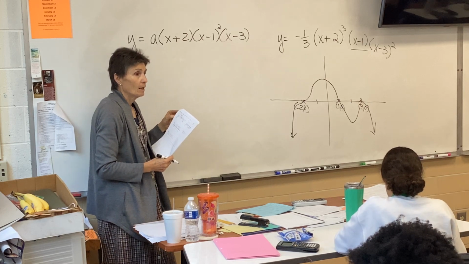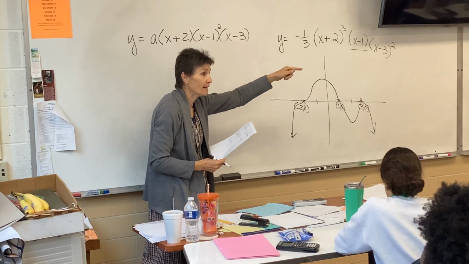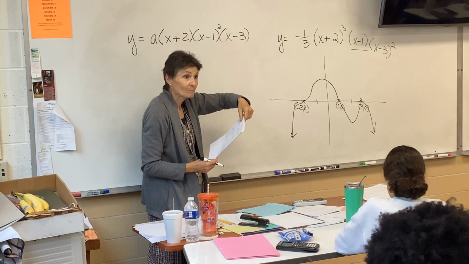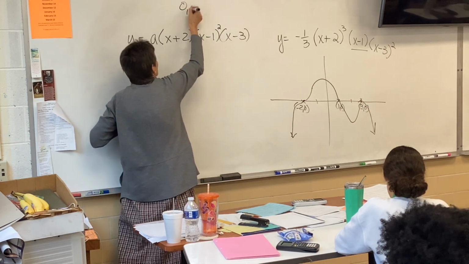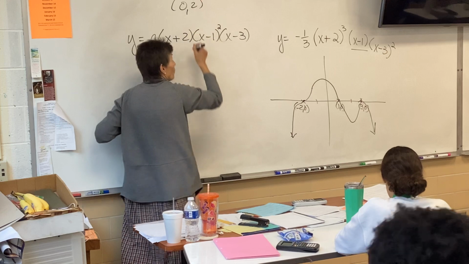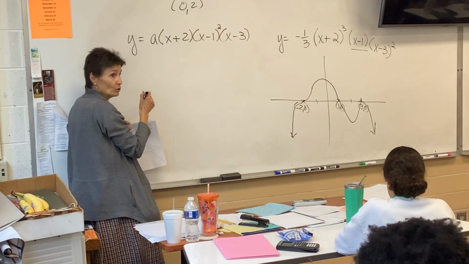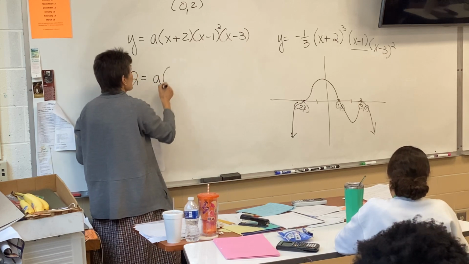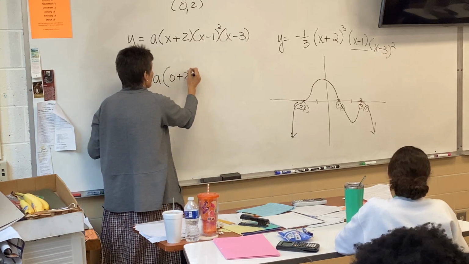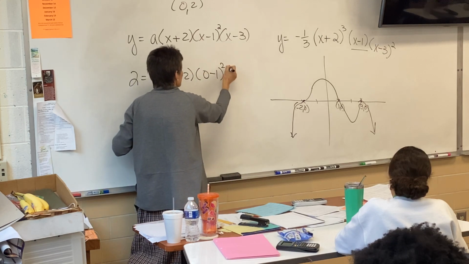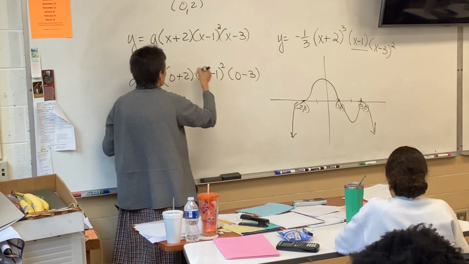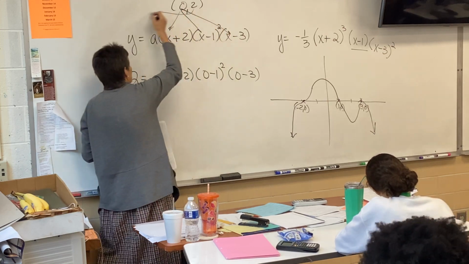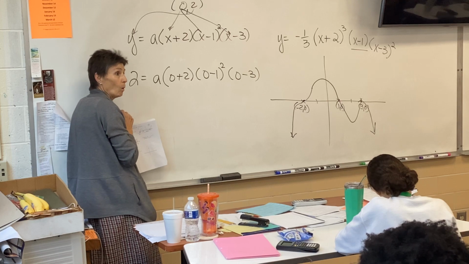I took the other point that I was given. So Keith, what other point was I given? 0, 2. And my x is 0 and my y is 2. So 2 equals a times, okay, 0 plus 2, 0 minus 1 squared, 0 minus 3. So 0 goes in for every x, and 2 goes in for y.